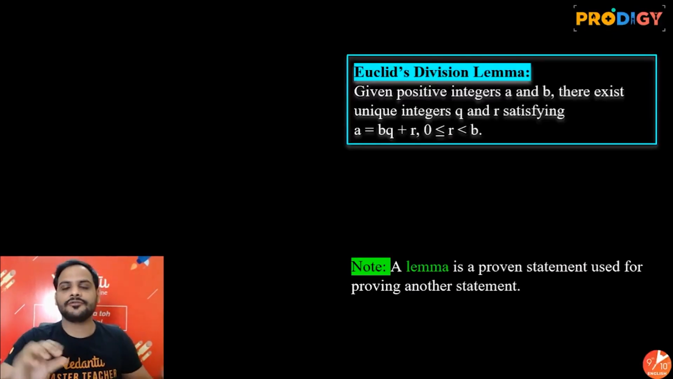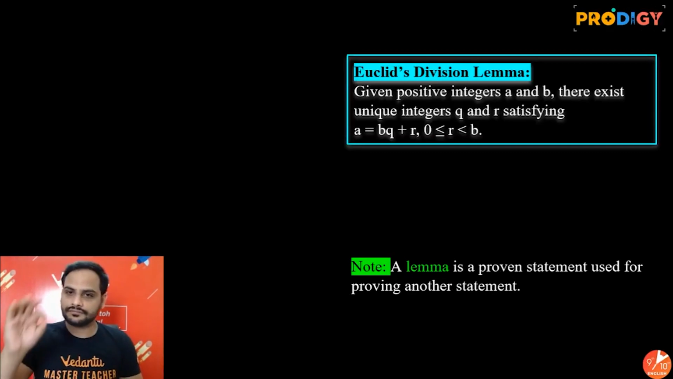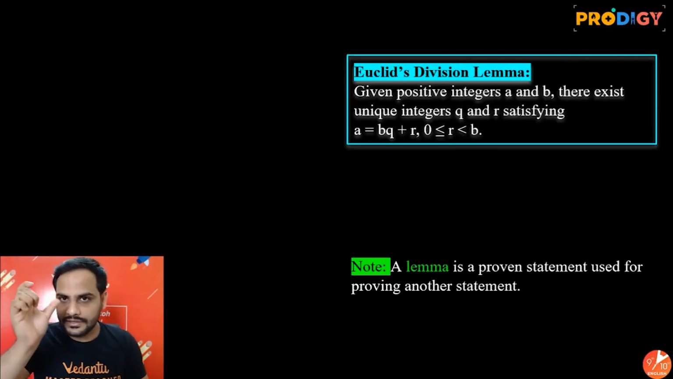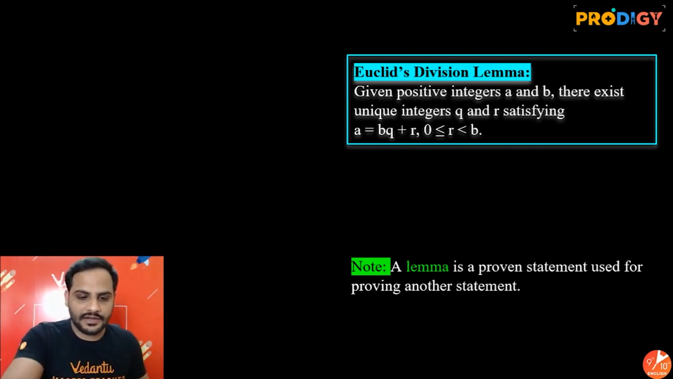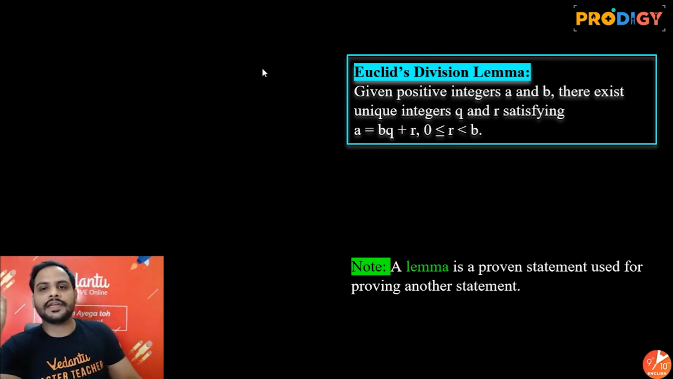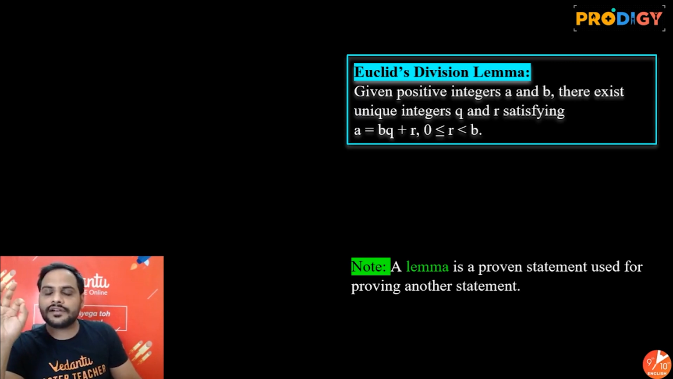So first thing first, what is Euclid's division lemma? The statement is, given positive integers a and b, understand very carefully, given two positive integers a and b, there exist unique integers q and r satisfying a is equal to bq plus r, where r is greater than or equal to 0 but less than b.